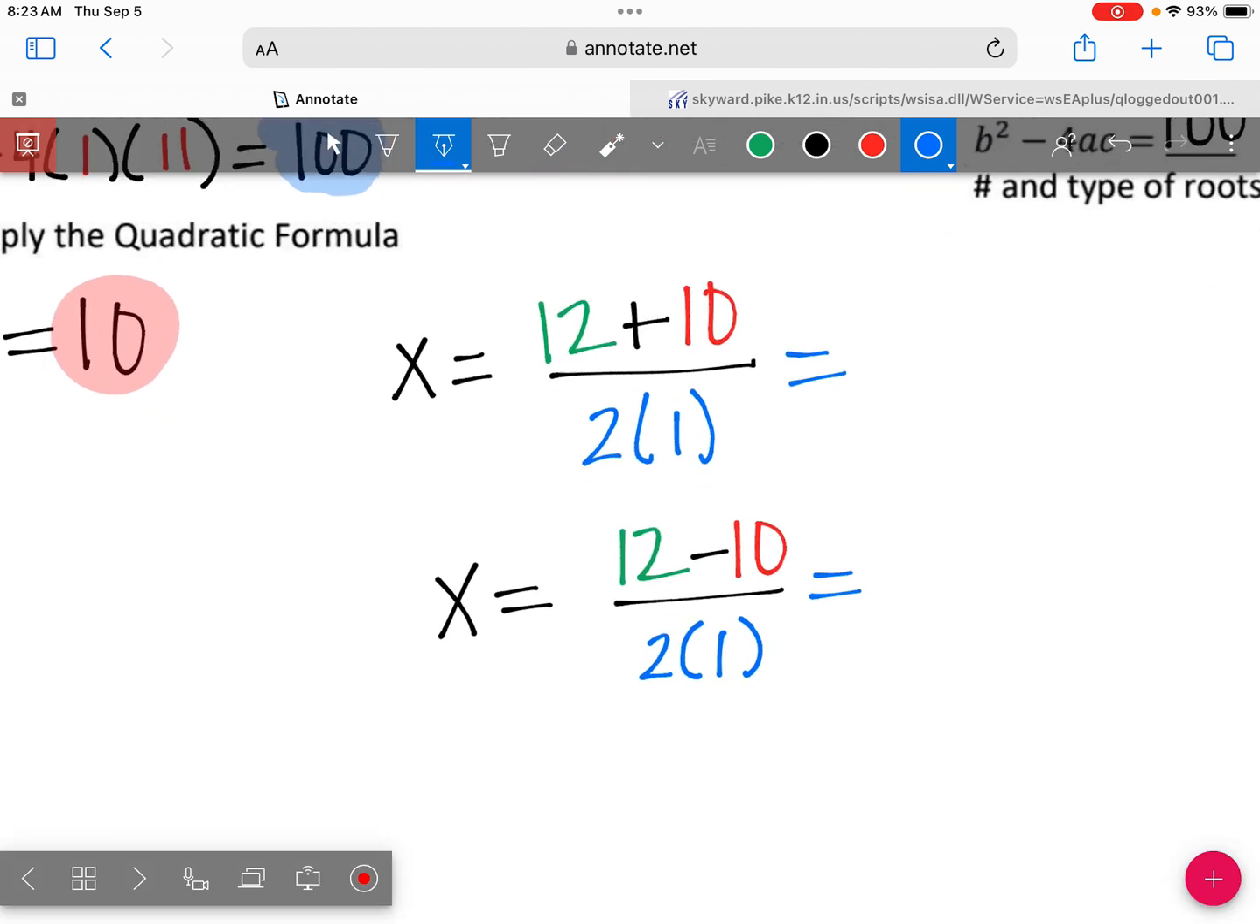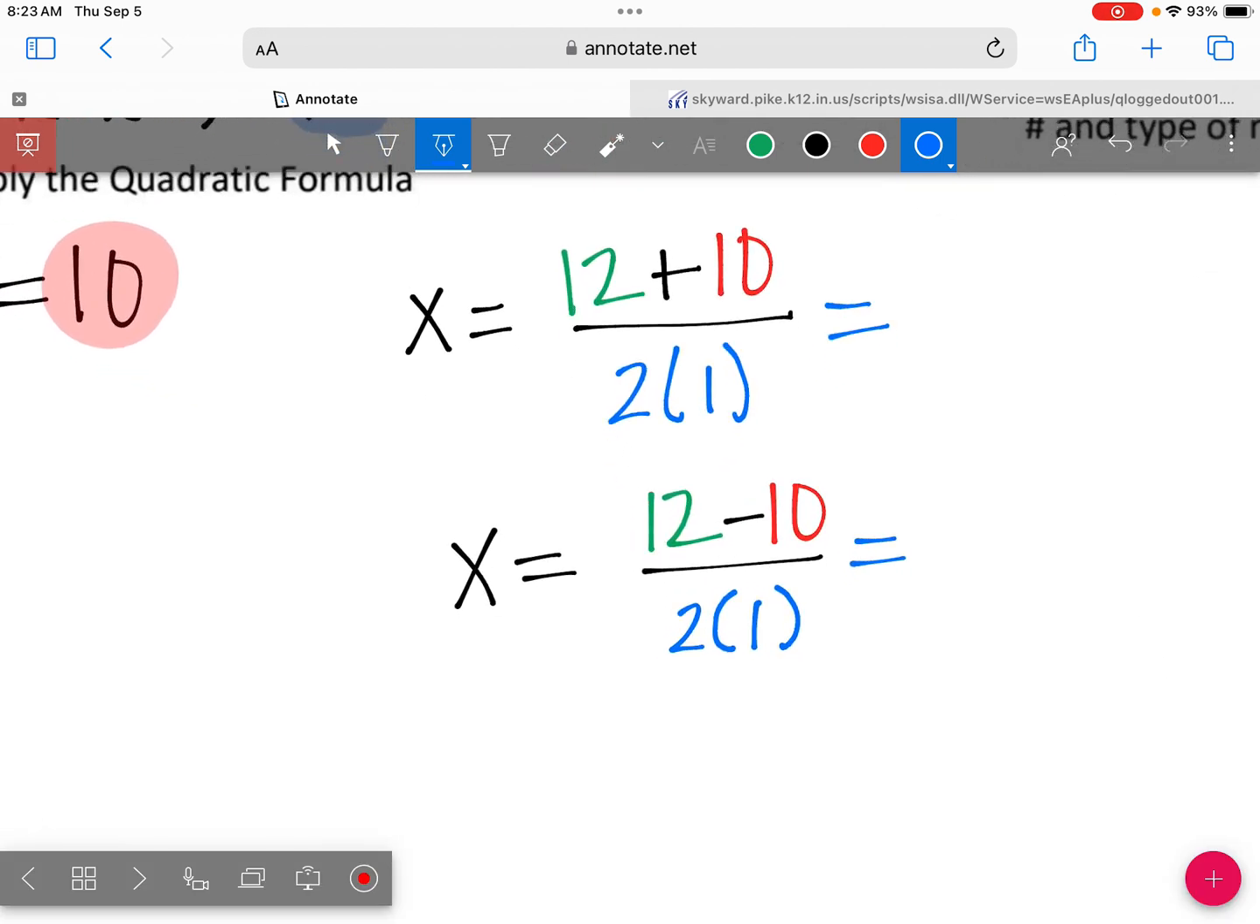Let me pull that up so everybody can see it in the back too. Type that in your calculator just like that. And that's how you get your 2 solutions. And that's all there is to the quadratic formula.